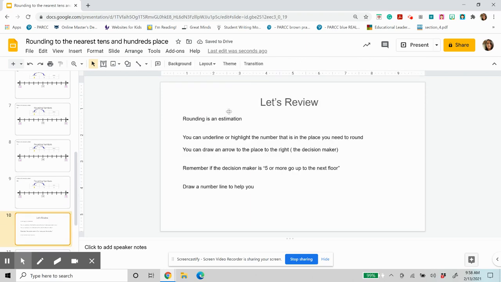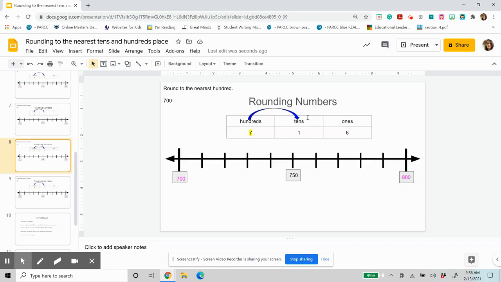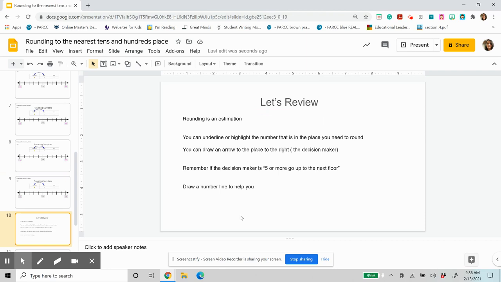All right, so let's review. Rounding is an estimation, right? You can underline or highlight the number in the place that you need to round to. You can draw an arrow to the place to the right. That's our decision maker. So see how I have the arrow here? You can certainly do that because that helps you focus in on which number you're focusing on. Sometimes the other numbers make us confused. So when we draw that little arrow, it's showing, okay, we have to just look: is it less than 5 or more than 5? Okay, that's going to tell us which way to go.